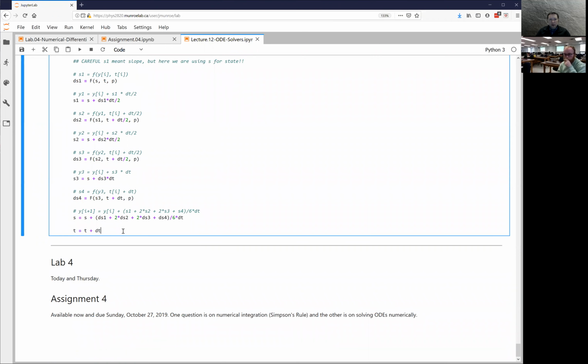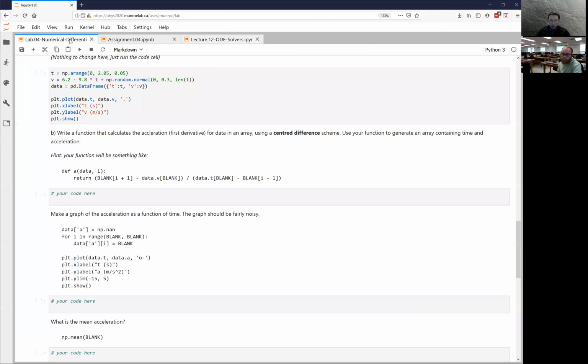Okay, so that's a fair bit of content because we've talked about midpoint and Runge-Kutta, and we've talked about this abstraction of going all the way through. This gets us to the end of sort of the lecture proper. We'll dive into lab number 4. I'm hoping lab number 4 is not too bad.